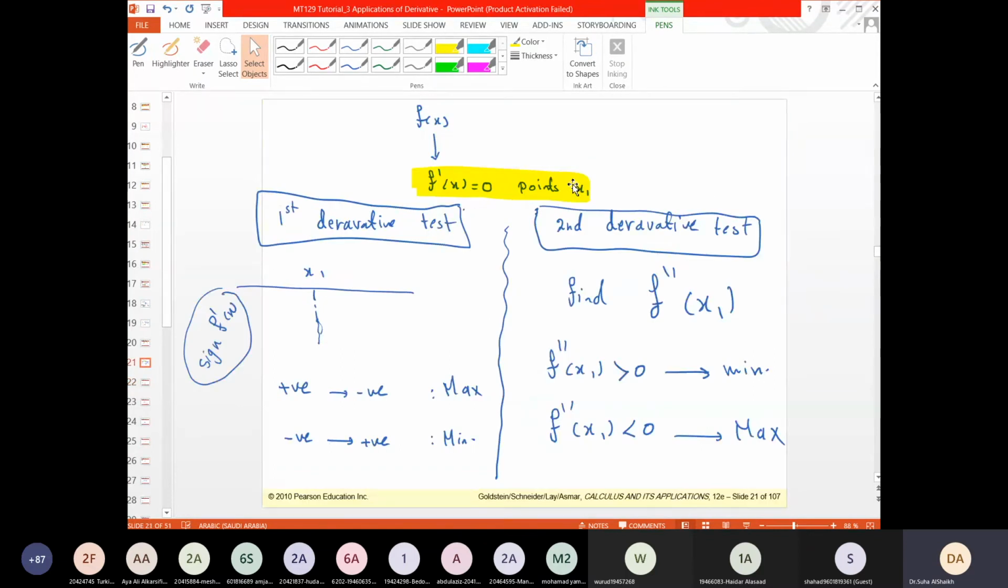You can see the screen, everything. ولا everything is clear?